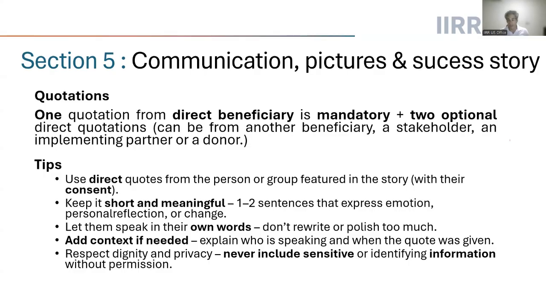The one that is mandatory that has the red asterisk is regarding the beneficiary. The other two can be from a beneficiary or another stakeholder, can be an implementing partner, a donor, okay? But they are not compulsory. Tips for quotations. Use direct quotes from the person or group featured in the story, with their consent always. Keep it short. It has to be 1 or 2 sentences, a very, very short quotation.